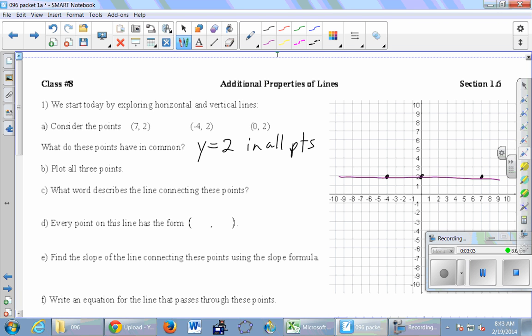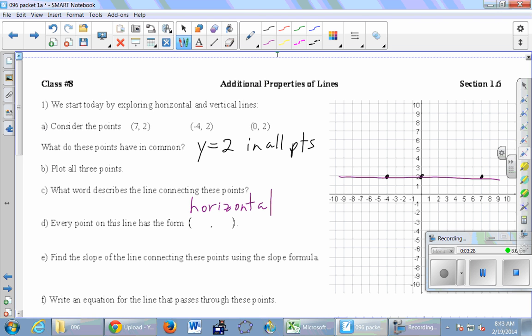Which one is it? Horizontal. Okay. So thinking more about that purple line that we just drew, every point on this line has the form blank comma blank. Okay, well, what was in common for all the points that we plotted?